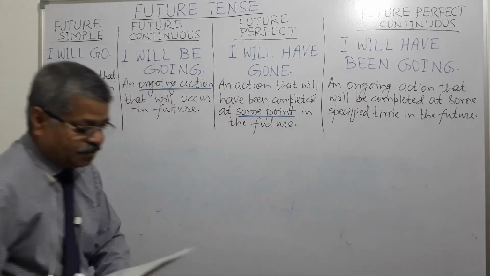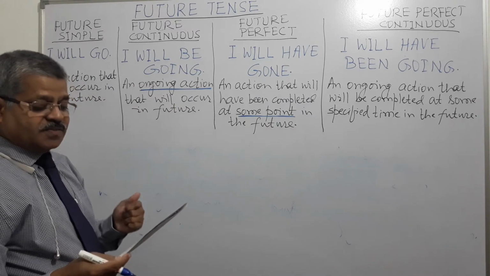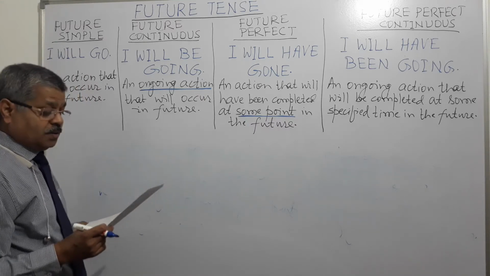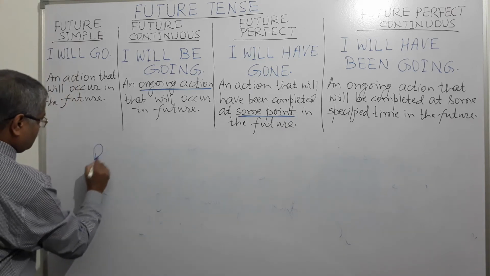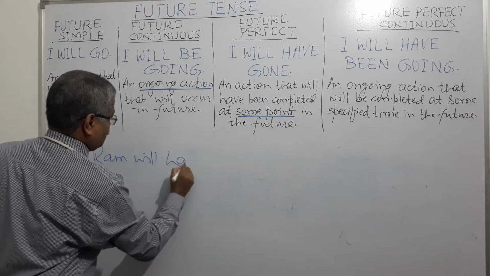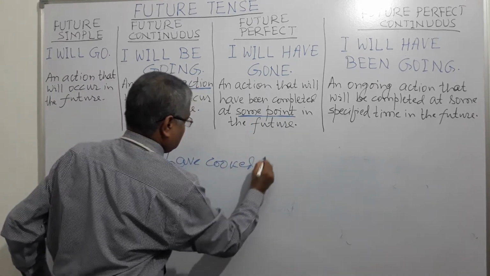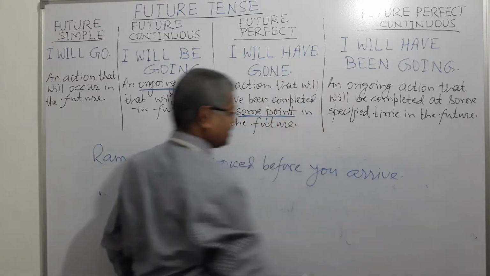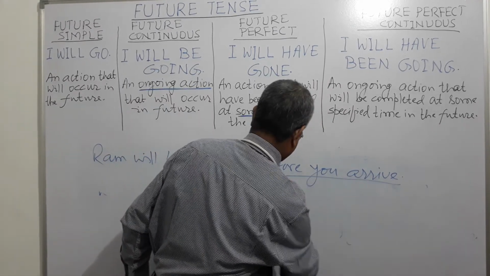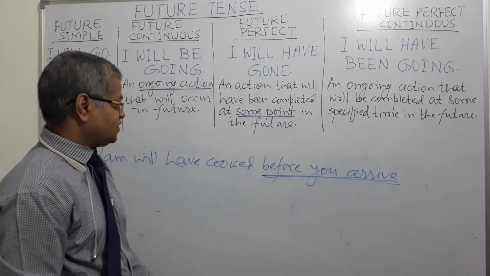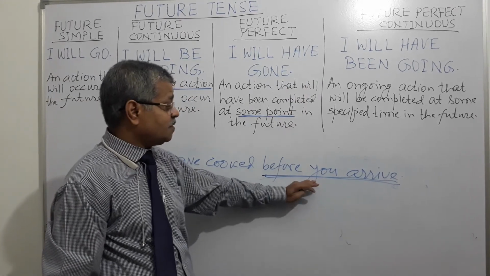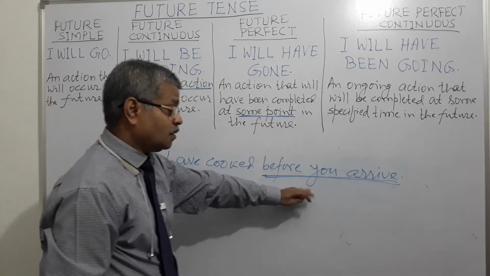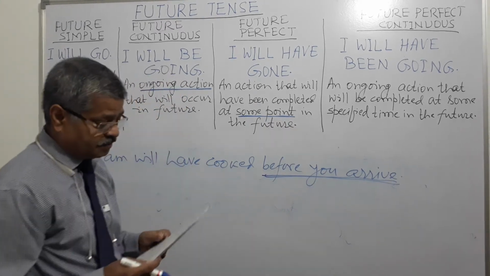What is the statement? Future perfect tense is often used with a time expression that identifies a point in the future. Let us take only one sentence. Ram will have cooked before you arrive. So here, what is the point in future? The point in future indicated by this sentence is before you arrive. Ram would have finished his cooking before you arrive. So this is the point in future, right?